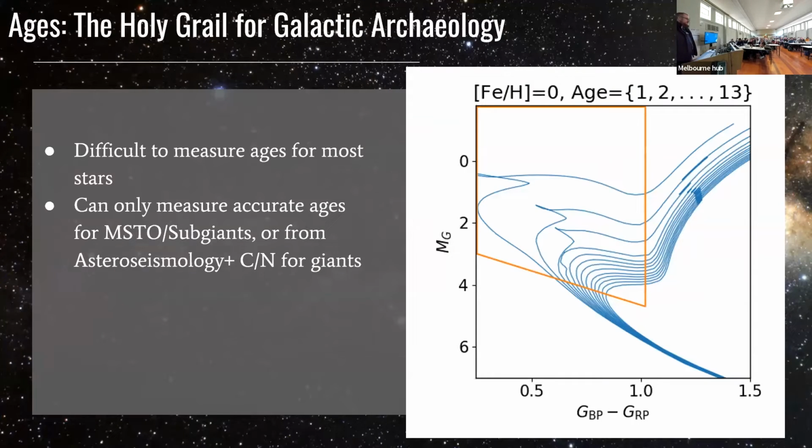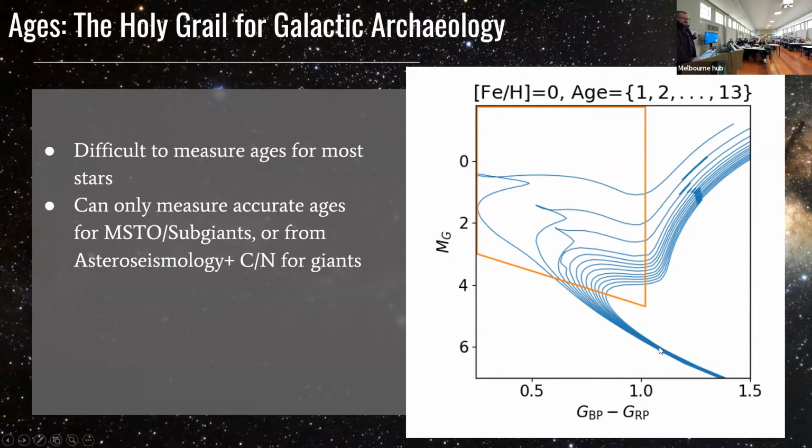So why do we want to do this? Well, ages are kind of the holy grail for galactic archaeology, but it's really, really hard to measure ages for most stars. I'm highlighting that fact with this plot on the right, showing an HR diagram with isochrones overlaid on top. The isochrones range from 13 gigayears in the bottom right, going all the way up to 1 gigayear in the top left corner, and they're spaced by 1 gigayear increments.